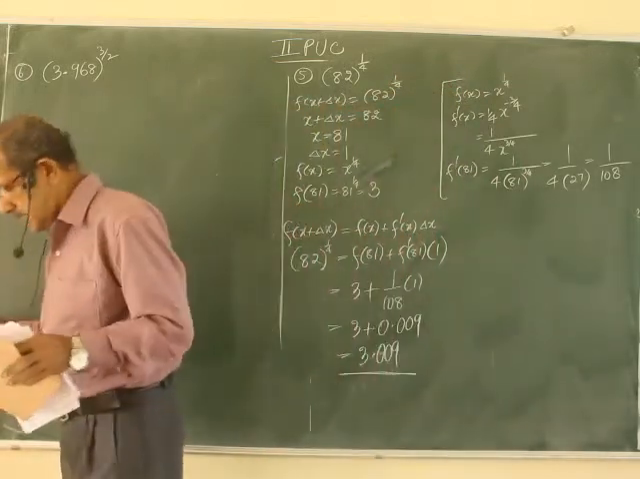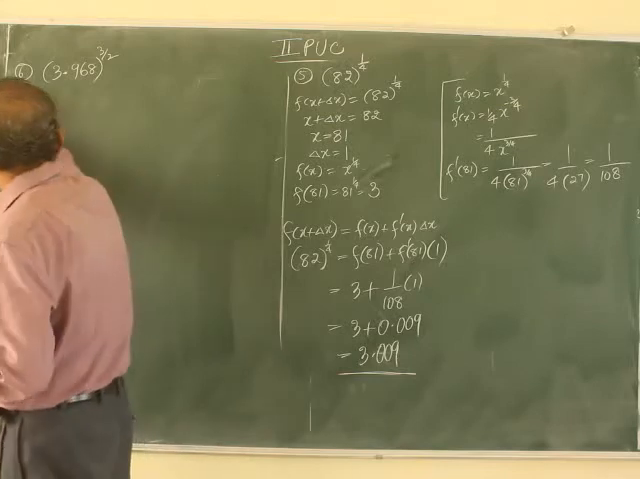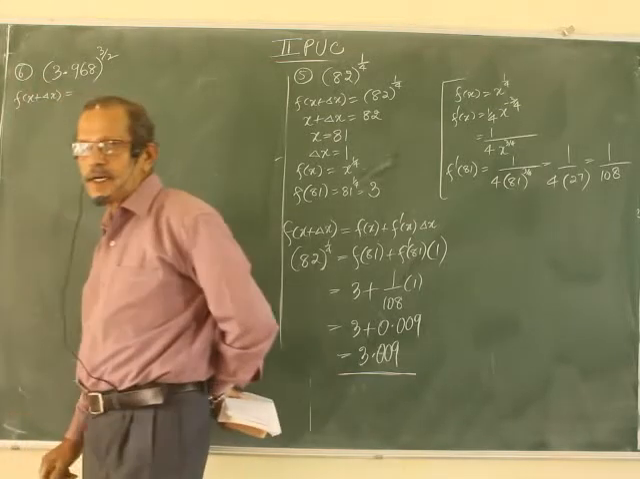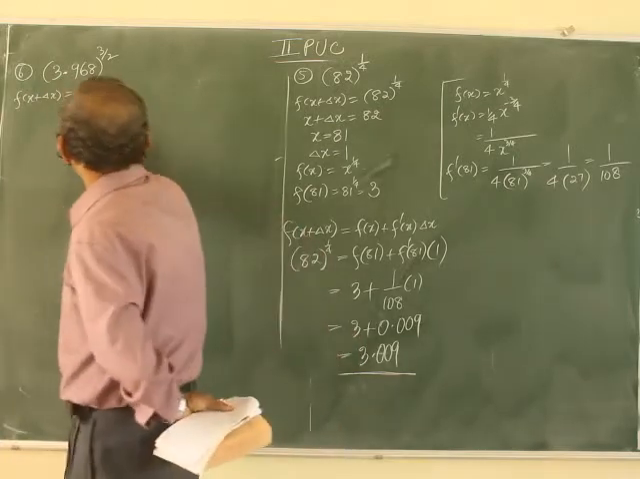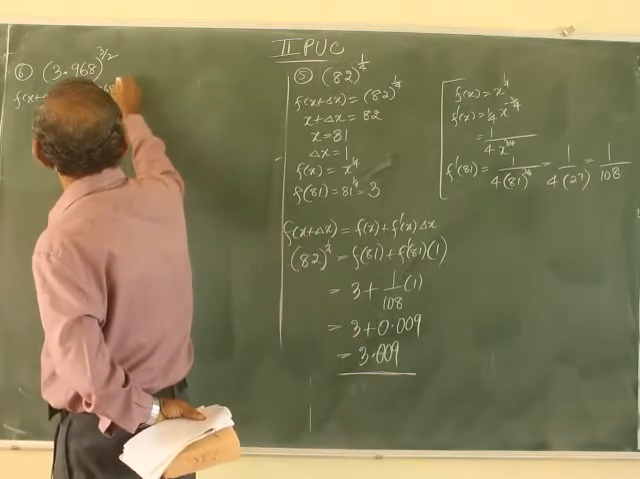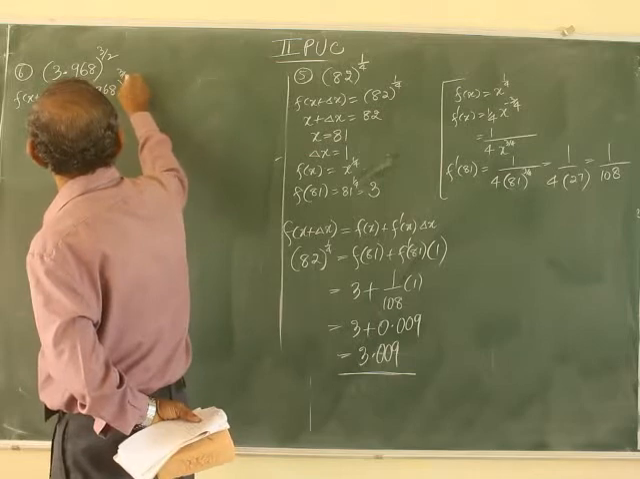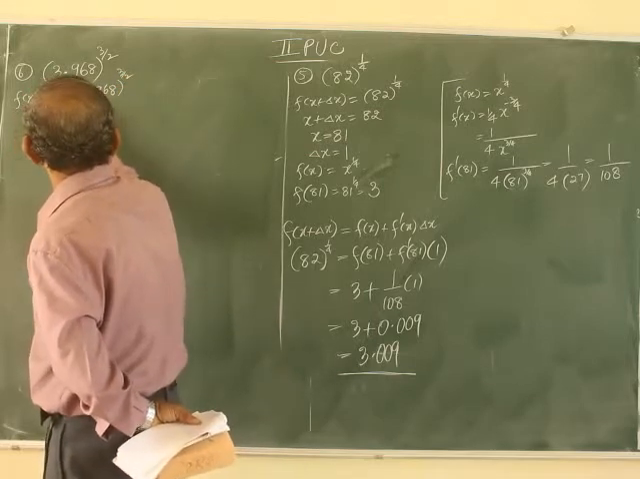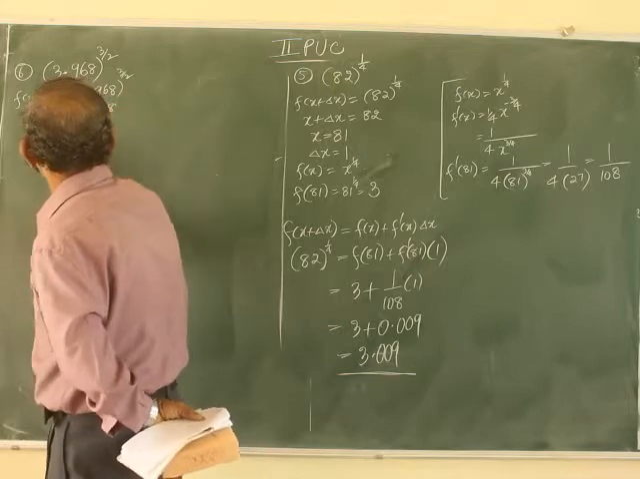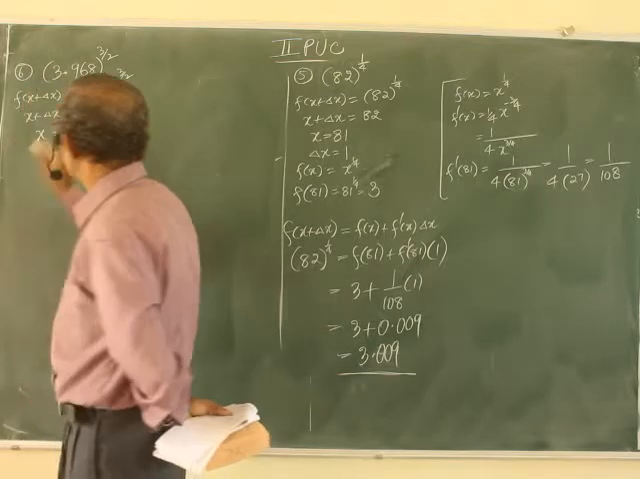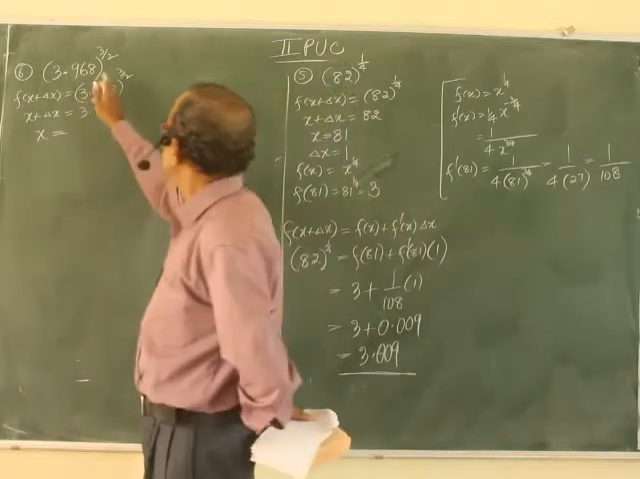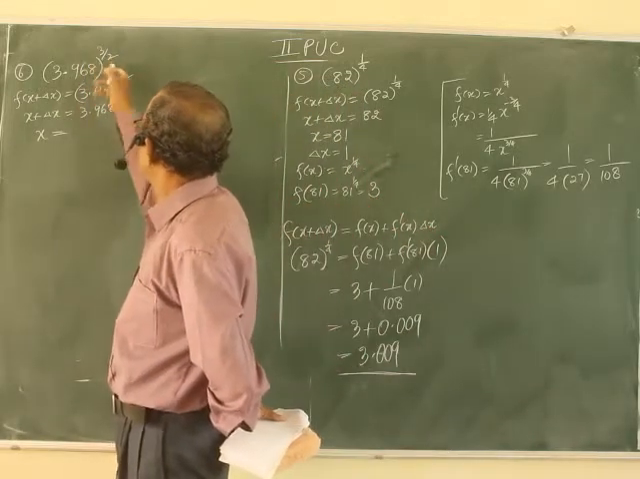3 point... f of x plus delta x. Now I think you got the idea. 3.968 to the power 3 by 2. Therefore, no doubt, x plus delta x is 3.968. Selecting x is the thing. Its power 3 by 2 must be known.